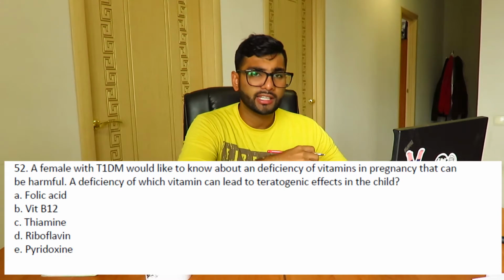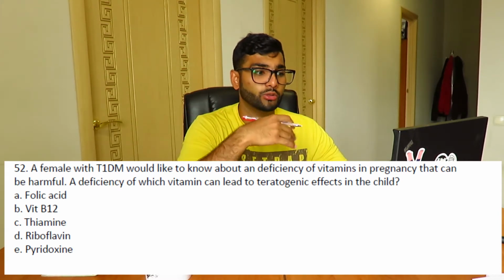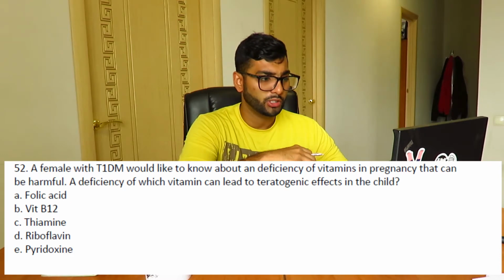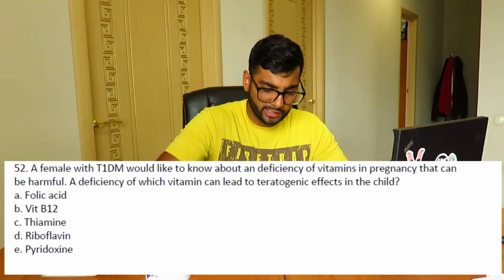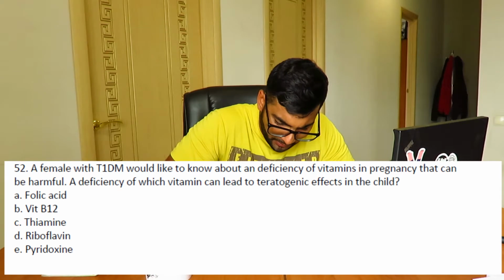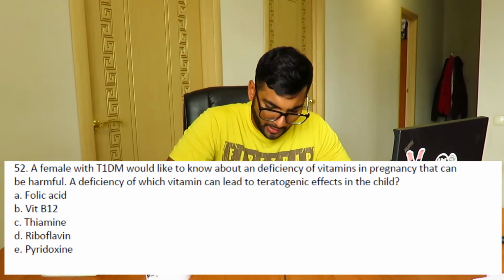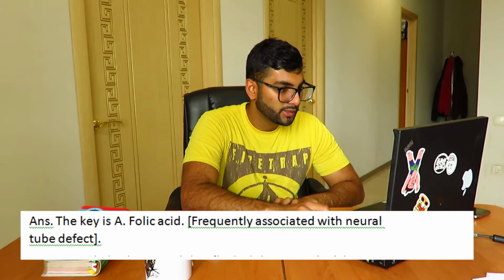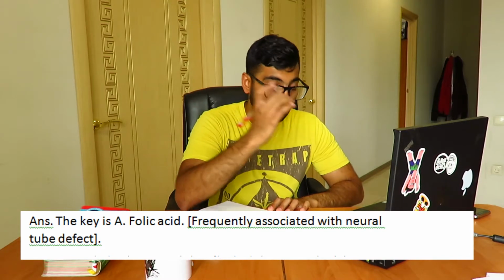I think the most important vitamin needed in pregnancy is folic acid, because if there's a deficiency of folic acid, it can lead to spina bifida, which is a neural tube defect. So I'm going to go with A as my answer, and let's check what the answer is. Yes, so the answer is correct, A.